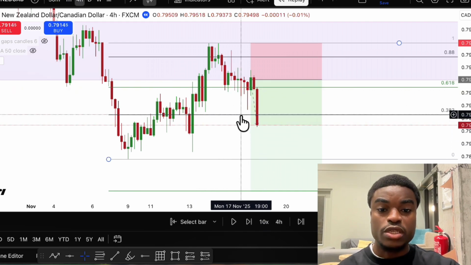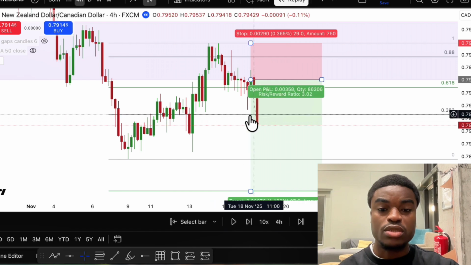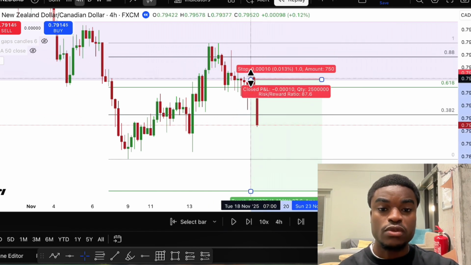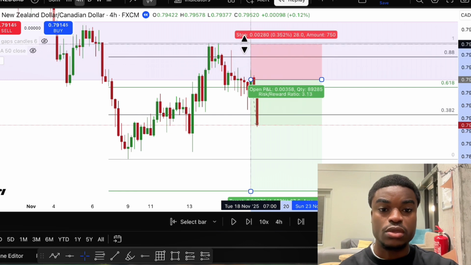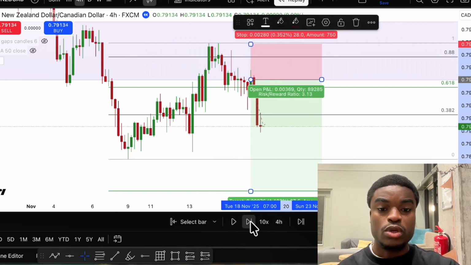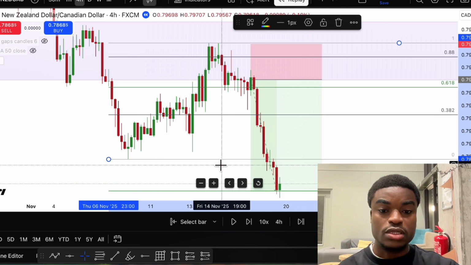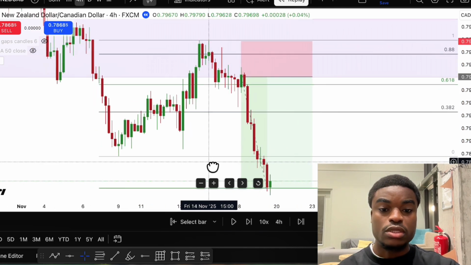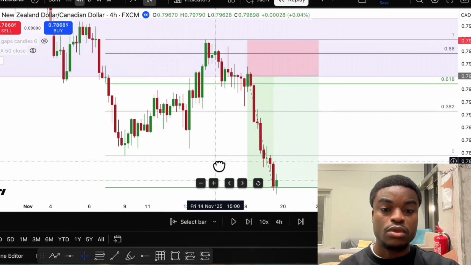As soon as price breaks and closes below this 38 level, we can now move our stop loss to break even to create a risk-free trade. Now we are just waiting until our take profit gets hit. And as you can see, our take profit has now been hit. So this was the 1 to 3 breakdown on NZDCAD.